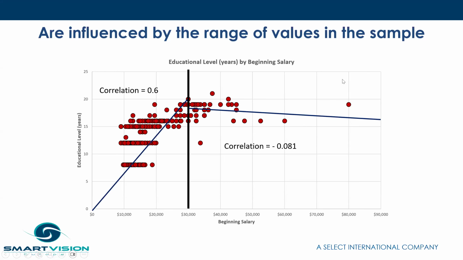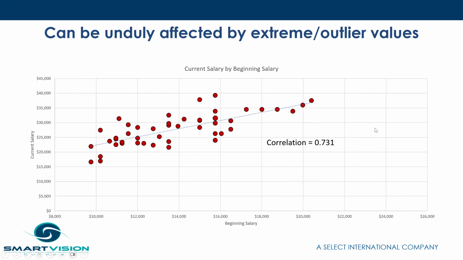But if we were to split the range into two groups, and look at from $0 to $30,000 as beginning salary, the correlation is 0.6. But after $30,000, if anything, the correlation doesn't really exist anymore. It's close to zero. It's no longer significant at that point.